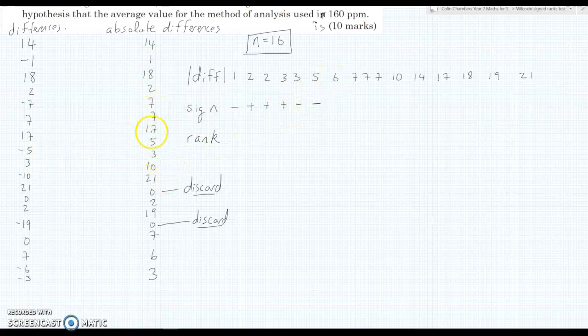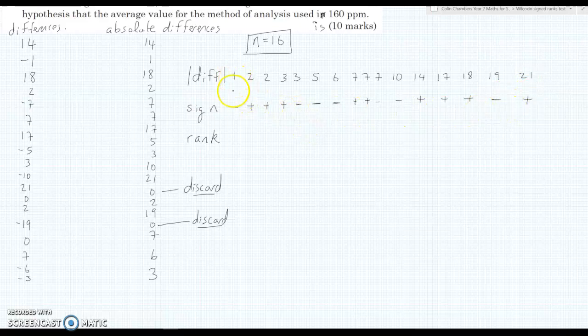6. Where are you, 6? Yes, 6 was originally negative, so we have a negative 6. And the 7's were two positives and a negative. Our 10 was originally negative. 14 was positive. Let's check that. 14 was positive, yes. 17 and 18 were positive. You can stop the video anytime now and do this yourself to check. 21 was positive. And now we're going to assign ranks.